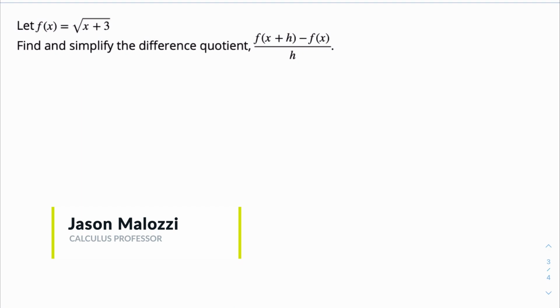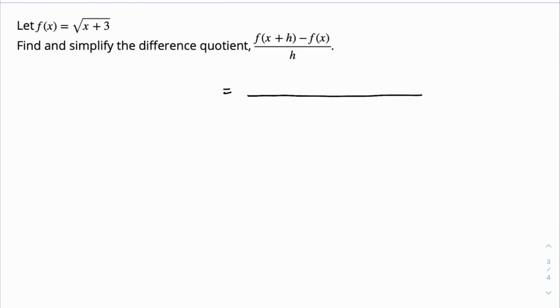Hello and welcome back. And what we have here is another difference quotient, this time for a radical function. So as usual, all we're going to do is substitute what we need to here. So in our difference quotient, we have f of x plus h minus f of x all over h. So we just need expressions for f of x plus h and f of x.